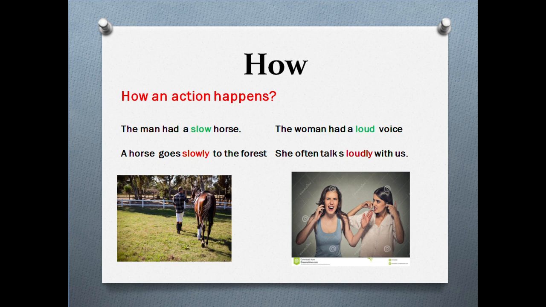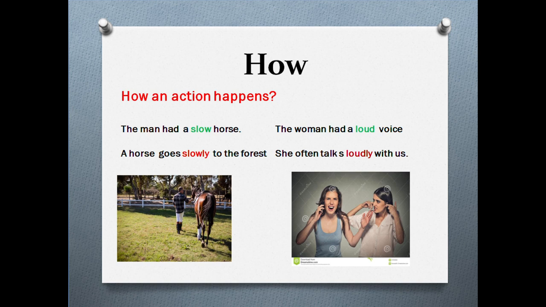How? How does an action happen? There are 4 kinds of sentences. Let's see it. The man had a slow horse. So slow is an adjective. Horse is a noun. So after an adjective comes a noun. Okay, next sentence. A horse goes slowly to the forest. So slowly is an adverb. Before an adverb there is a verb.